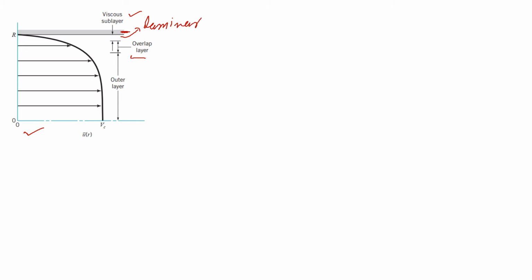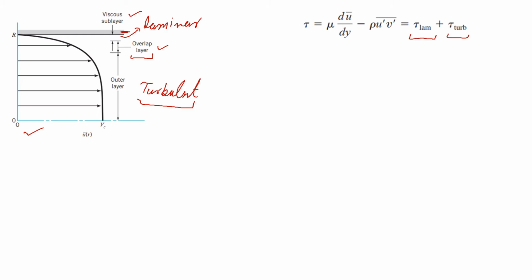Then there is an overlapping layer, or you can say a transition layer, and then in the outer layer the flow is fully turbulent. He also came up with these layers by looking at a number of experiments. So this is what our new equation for shear stress will now be, and this will be the addition of laminar shear stress plus the turbulent shear stress, the one that Reynolds derived.